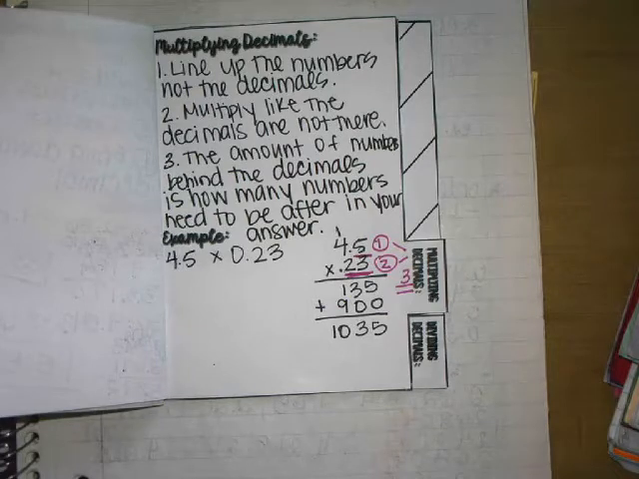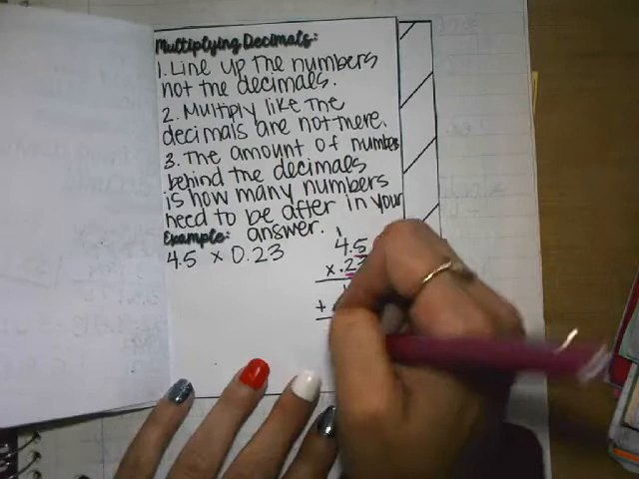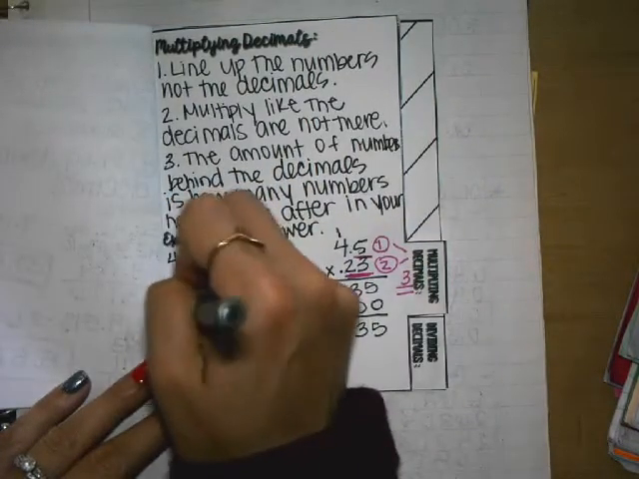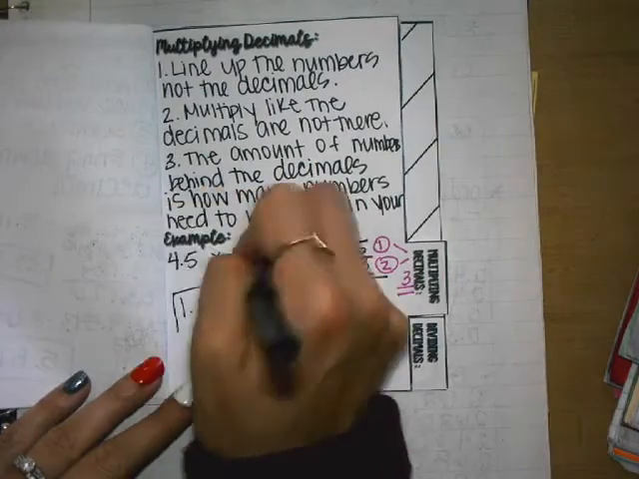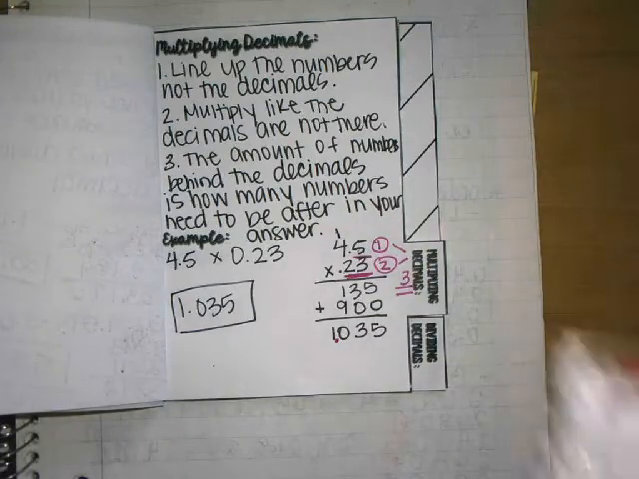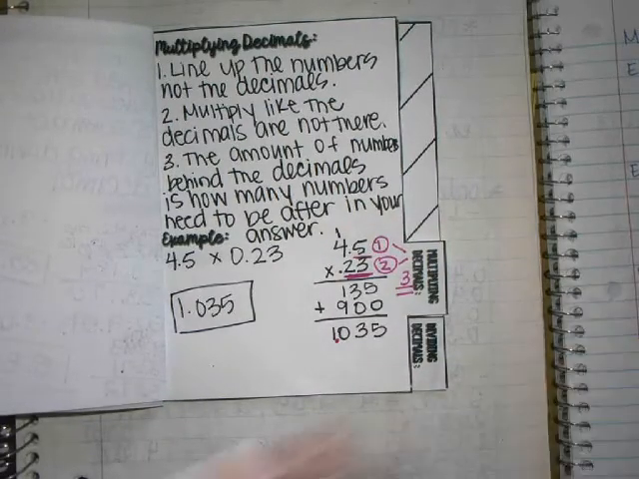which means where should my decimal go? Between what 2 numbers, everyone? Perfect, which means my answer is 1 and 35 thousandths. Questions?